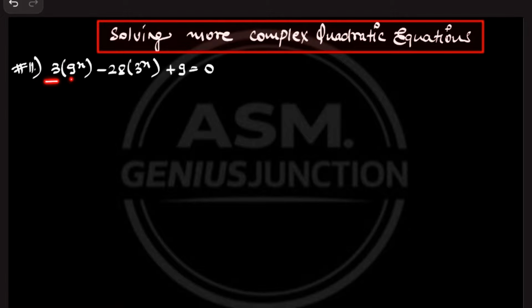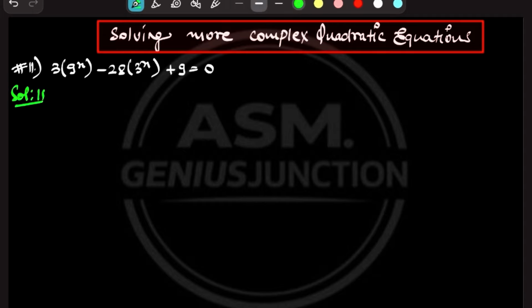3 times 9 with the exponent x minus 28 times 3 with the exponent x added to 9 gives you 0. So we will convert this complete equation into a quadratic format. Let's do it. This is your solution 11. I will say 3 times, this is 9 raised to power x. I can write it as (3 raised to power 2) whole raised to power x, minus 28 times 3 raised to power x kept as it is, plus 9 equals 0.